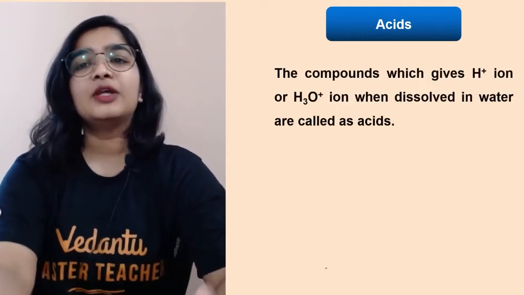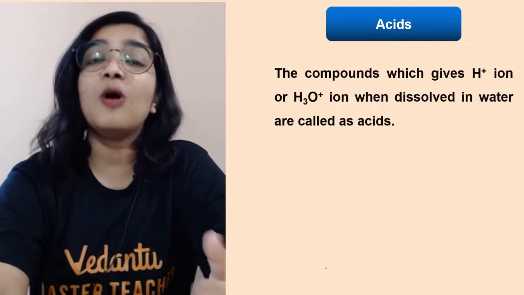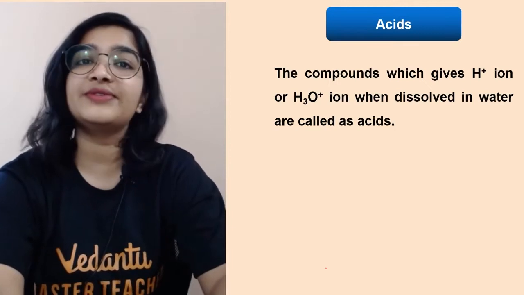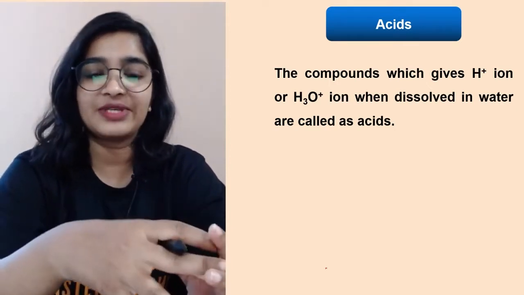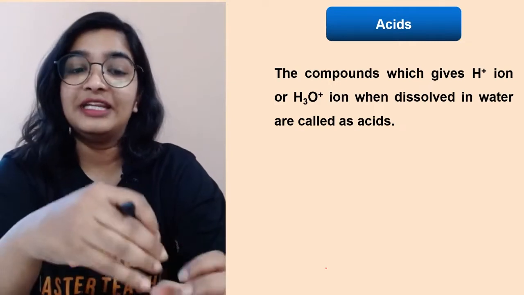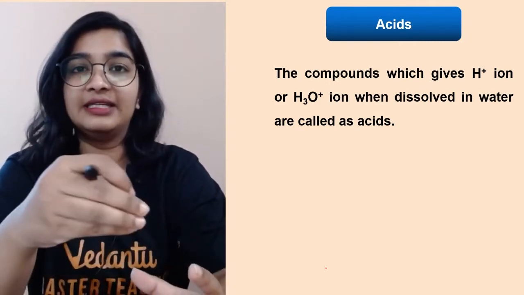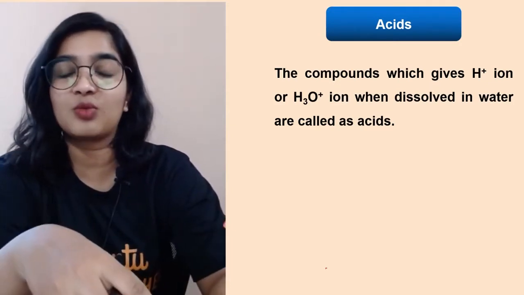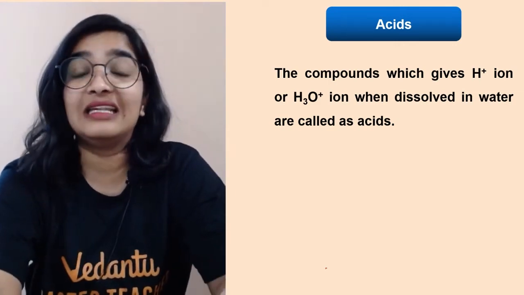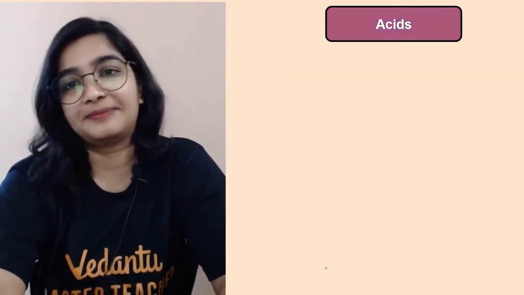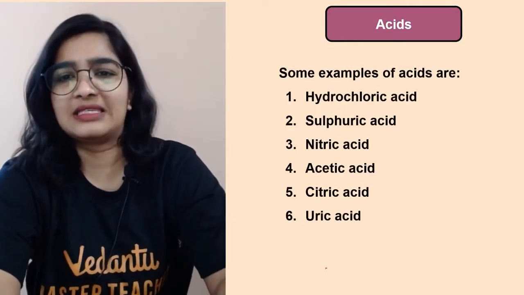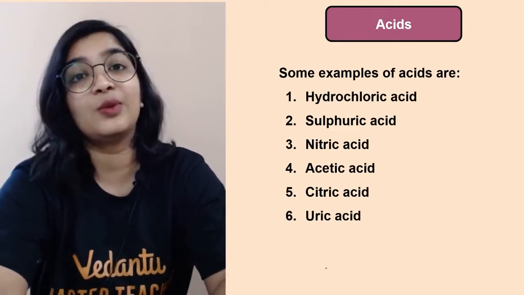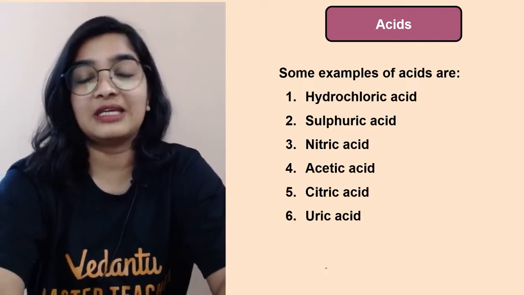Acids. Okay. The compounds which give H plus ion or H3O plus, that is hydronium ion, when dissolved in water, are called acids, right? So you have a substance, add it to water, and if it dissolves in it to produce H plus, which cannot exist independently, so it combines with water and forms hydronium ion, then that substance can be called an acid. A few examples of acids are hydrochloric acid, sulfuric acid, nitric acid, acetic acid, citric acid, uric acid, lactic acid, formic acid, sulfurous acid.